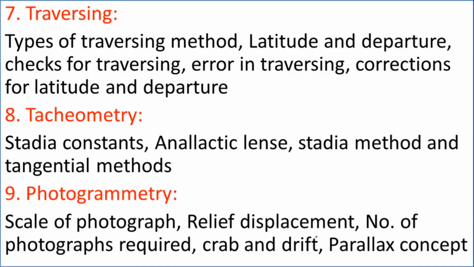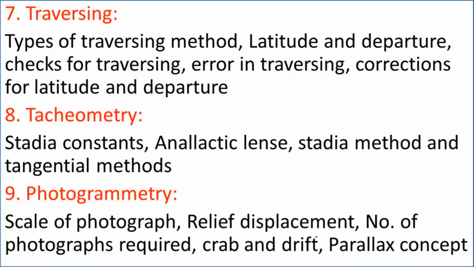And the next one is tachyometry. In tachyometry we are going to see the stadia constants, like additive constant and multiplication constant. Then we will see what an anallactic lens is and what its importance is in tachyometry. Then we will see the methods of tachyometry, like stadia method and tangential method, and what the difference between them is, that we will see here.